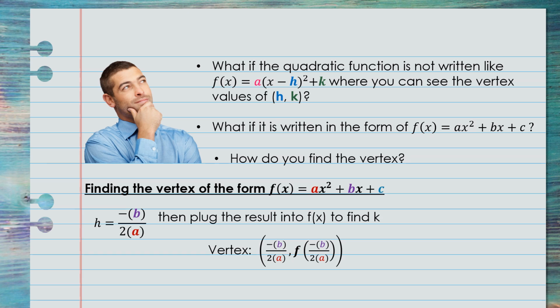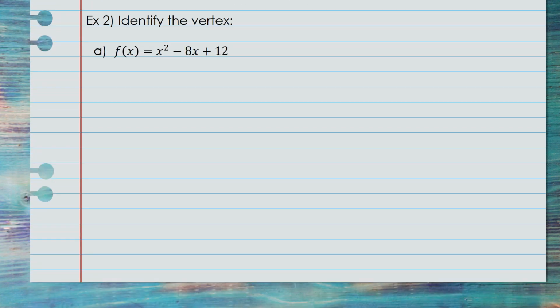Let's look at an example. Example 2. Identify the vertex. For a, we have f of x equals x squared minus 8x plus 12. Now notice the direction. It said identify the vertex. The vertex is the ordered pair of the form h, k. Now look at the function. Is it written in a form where you can easily identify h and k? No. Instead, this is written in standard form, which means we have to go and find the h value.